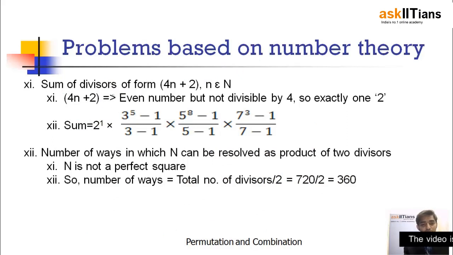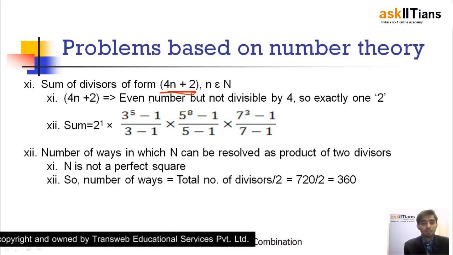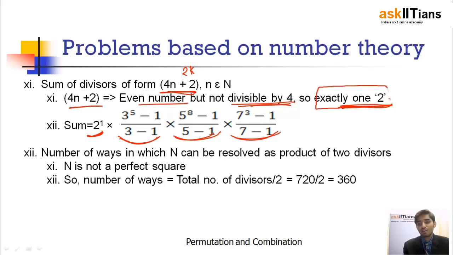If I want to find the sum of divisors of the form 4n plus 2, now what is this form 4n plus 2? 4n plus 2 implies an even number but not divisible by 4. This is an even number since it is of the form 2k, but it is not divisible by 4. So we will need exactly one 2. So I will write 2 power 1. All other cases will be rejected. Only 2 power 1 into the cases when 3's, 5's and 7's will be selected. So you will have to take exactly one 2 if the number is of the form 4n plus 2.